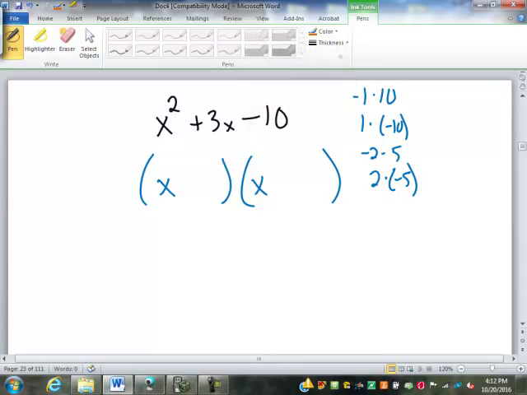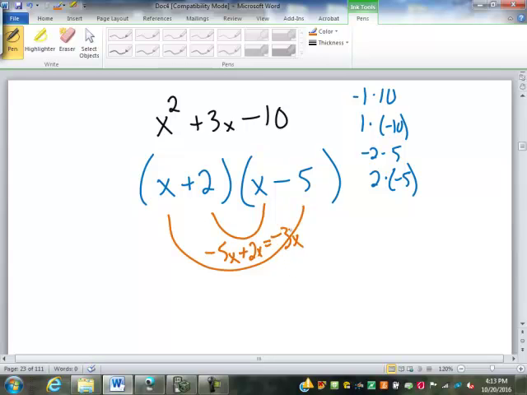Okay. I'm going to try positive 2 times negative 5. On the outside, x times negative 5 is negative 5x. On the inside, 2 times x is a positive 2x. Negative 5x, positive 2x make negative 3x. Is that what we wanted? Not quite. We wanted a positive 3x.